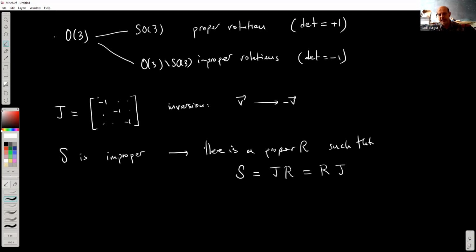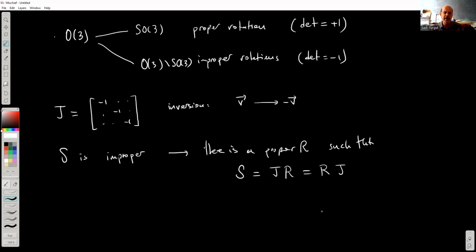So the fact that inversion is the negative of identity, and therefore commutes with all the other matrices, is an important fact. Because of that, I have these two alternative equalities. Therefore I can express any improper rotation as a proper rotation followed by inversion, or preceded by inversion. That's an important thing here.